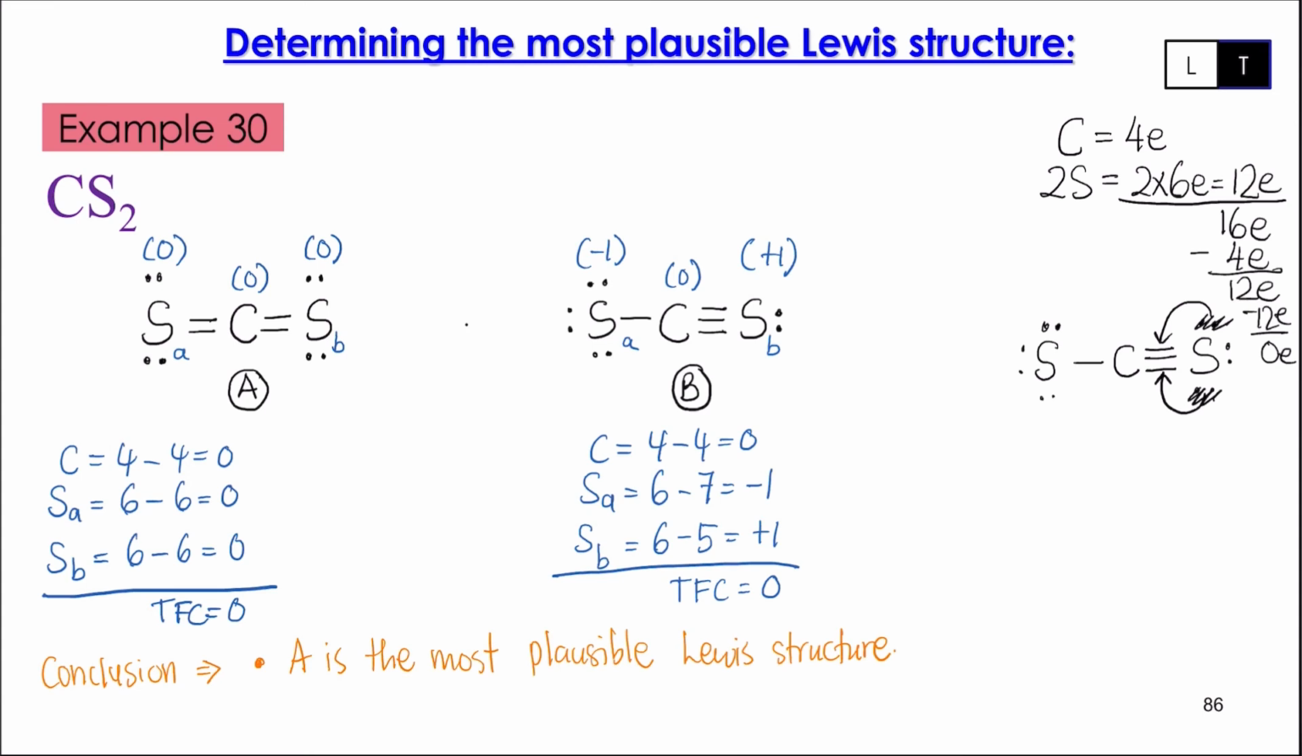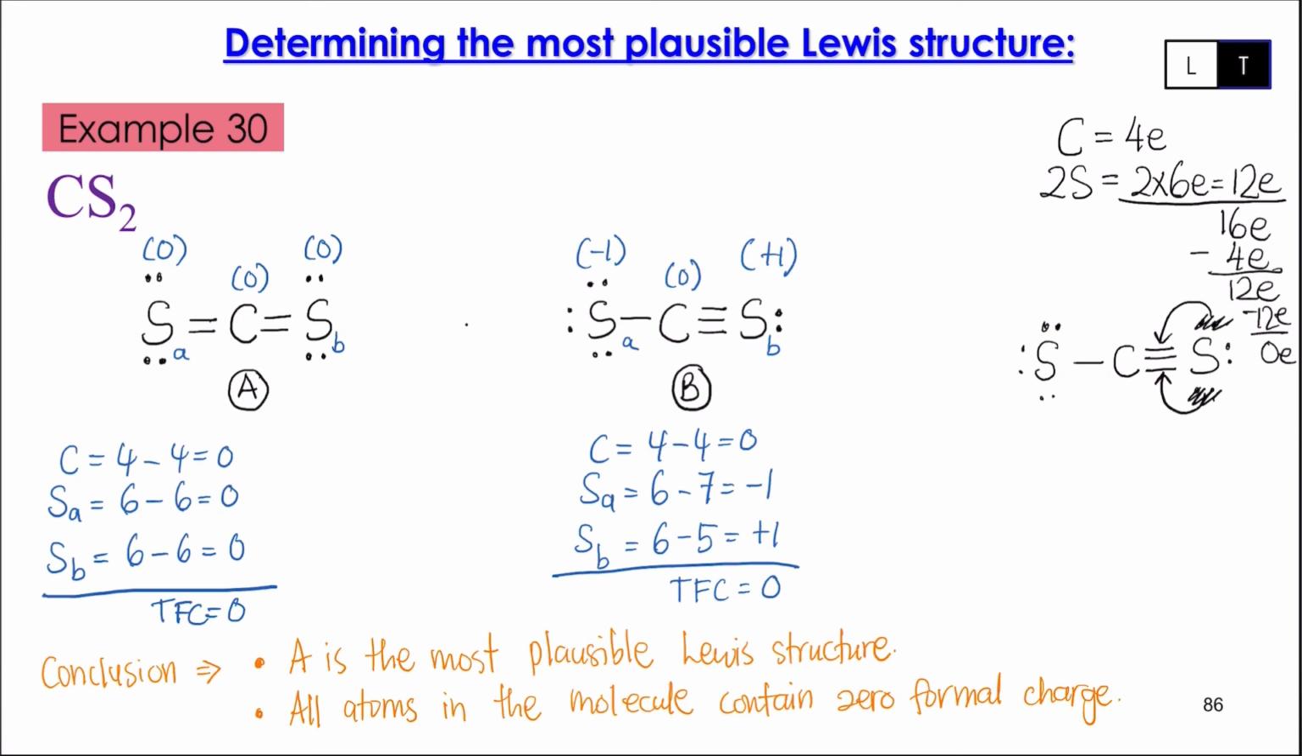And then, point kedua, awak kena bagi tahulah why you choose A sebagai the most plausible Lewis structure. You have to tell the reason. So, reason dia because all atoms in this molecule contain 0 formal charge. So, inilah cara kita jawab example how to determine the most plausible Lewis structure based on neutral compound. Example 30.